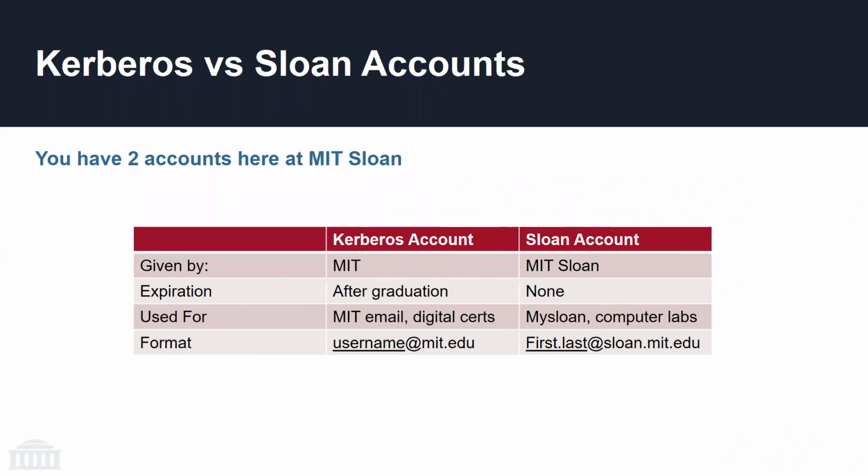And here are some of the things you'll use each of these accounts for. The Kerberos account, you'll use when you set up your MIT email, your digital certs, stuff like that. Your Sloan account, you're going to use to log into My Sloan, or to log into the computer labs. Most people are used to having a single sign-on for whatever organization they work at. We, however, have two, and I just want to put that in people's minds before we go on.